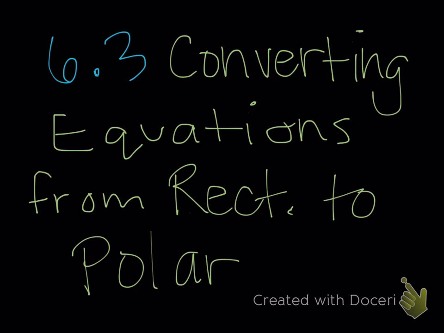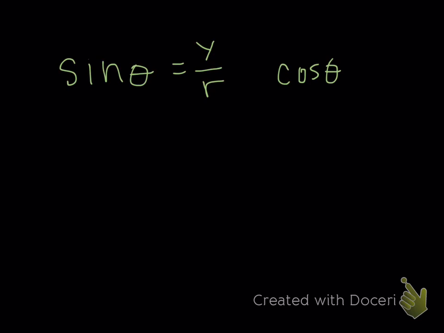Today we're doing section 6.3 and we are converting equations from rectangular to polar. So we're going to refer back to the two equations we used yesterday in class. When I was trying to convert, I would use that sine of theta is equal to y over r and cosine of theta is equal to x over r.